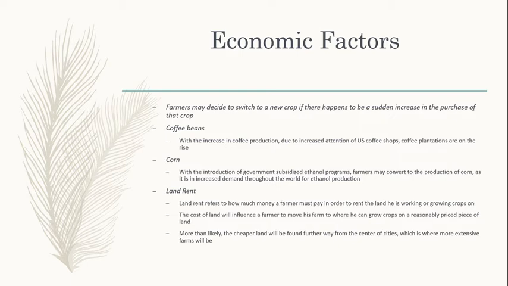Corn. With the introduction of government-subsidized ethanol programs, farmers may convert to the production of corn as it is increased in demand throughout the world for ethanol production. So ethanol production, again, is basically fuel made from corn. It's also a type of alcohol. So you can do so much with corn.